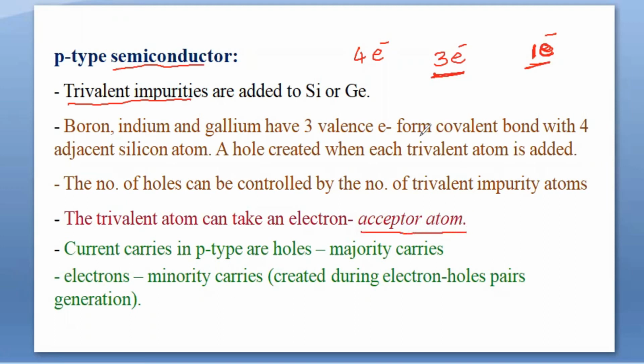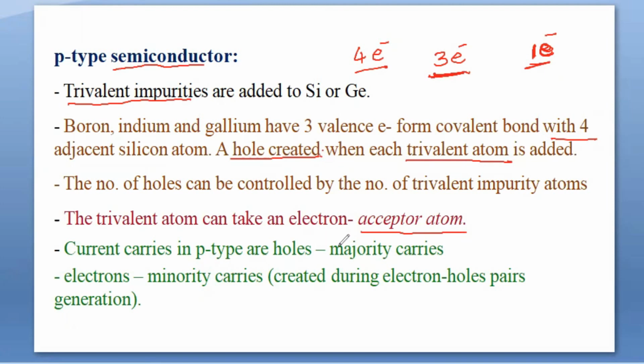So what happens? Our silicon will form 4 covalent bonds. Here only 3 valence electrons are there. So to form the 4th bond, an inner electron in the atom comes and forms that covalent bond, and a hole is created in the inner shells. So in forming the 4 covalent bonds with the silicon, a hole is created in these impurity atoms, that is, the trivalent atoms.